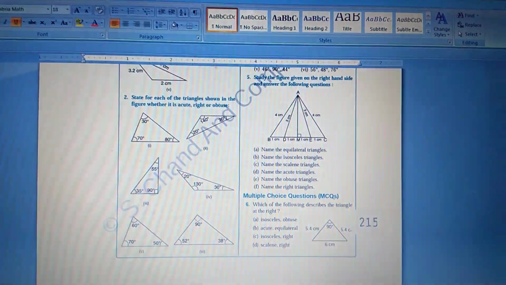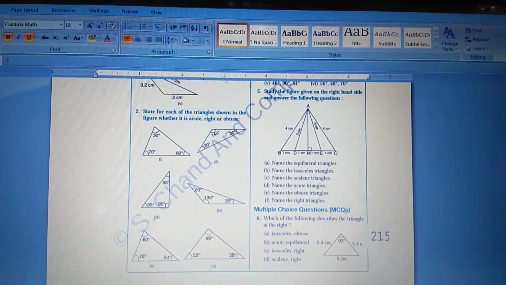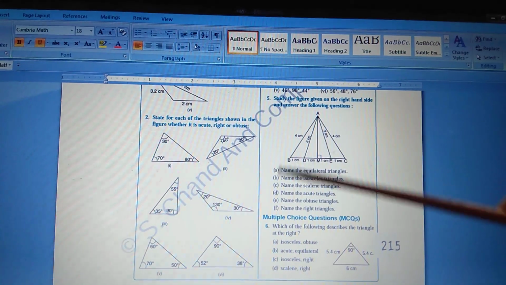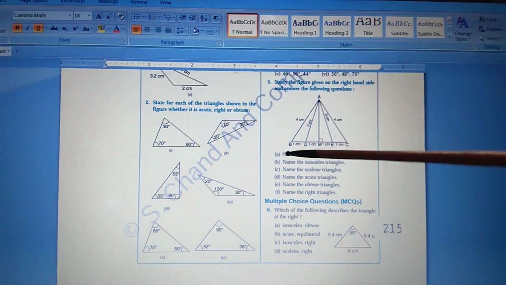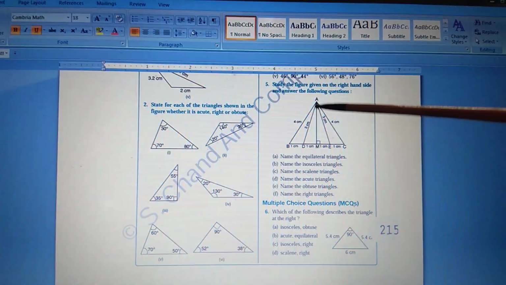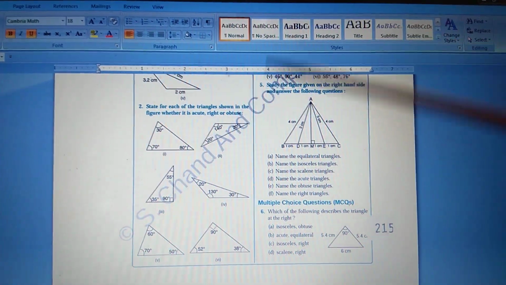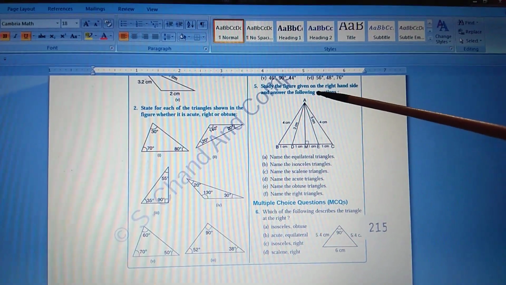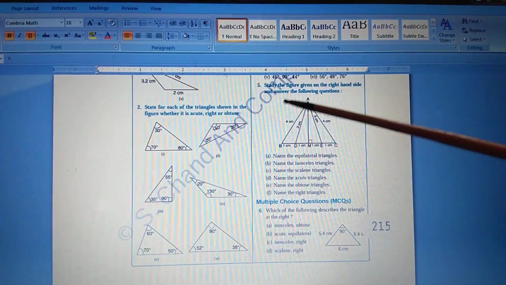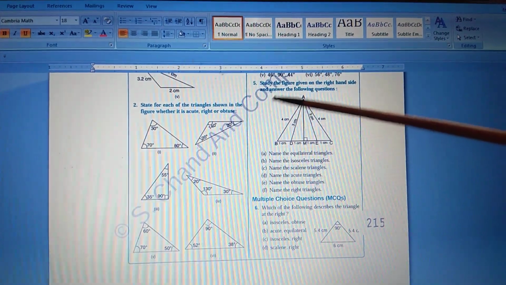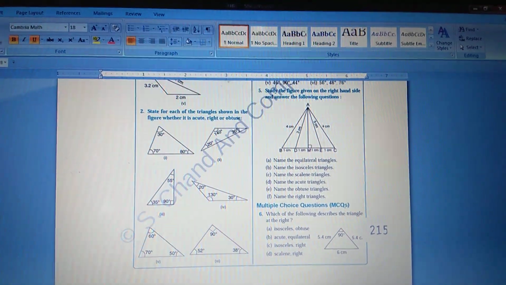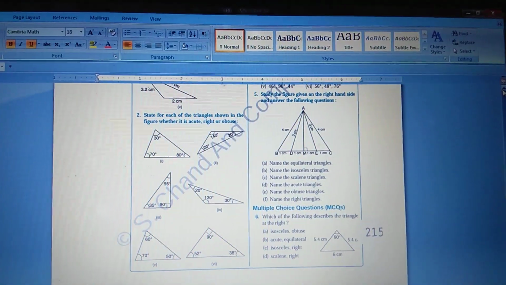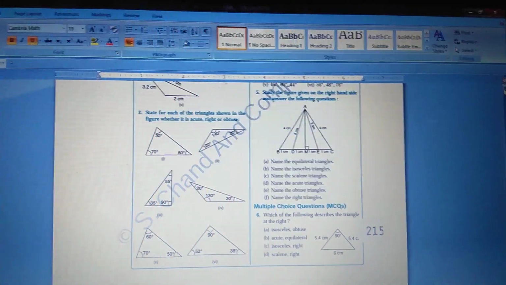In question number 5, a triangle is drawn and it is subdivided into several triangles. See, this is a big triangle ABC whose side measurements are given, and inside that triangle small divisions are made. Study the figure given on the right hand side and answer the following questions. Once more I will explain the types of triangles, and then you can answer the questions.